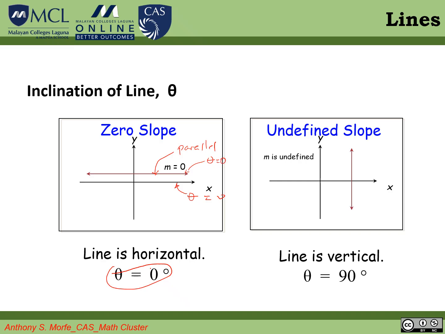And here our theta is again from the positive x-axis towards that, which is 90 degrees. So that's why we have here theta. So a line is vertical for theta equal to 90 degrees. Okay, so this is what we had last time.